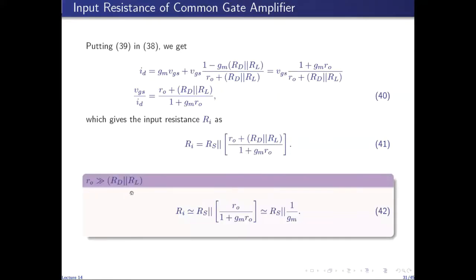So under this useful assumption that small r naught is much greater than capital RD in parallel with capital RL, the numerator can be approximated with small r naught, and since small r naught is very large, we can assume GM small r naught to be much greater than 1. So the denominator will be approximately GM times small r naught. R naught will get cancelled out, and the input resistance will be approximated by this more commonly found expression of RS in parallel with 1 over GM. So this is the approximate and more commonly found expression for the input resistance of the common gate amplifier.